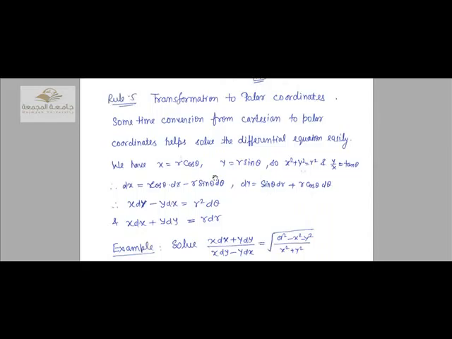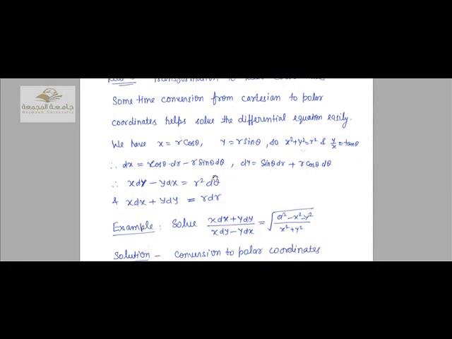Now the next rule: transformation to polar coordinates. Sometimes conversion from Cartesian to polar coordinates helps solve the differential equation easily. So in that case we will put x is equal to r cosine theta, y is equal to r sine theta. So x square plus y square is equal to r square, and y by x is equal to tan theta.